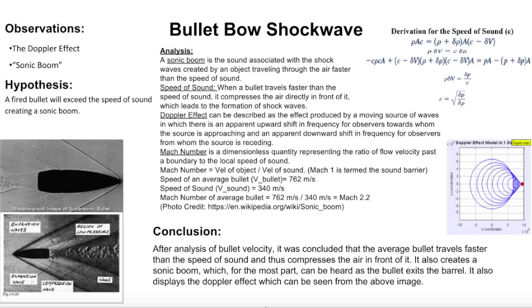Typically, this sound is masked by the loud bang of a gun, but if the sound of the gun were muzzled, the bullet still travels above the speed of sound, and therefore there will still be a sonic boom that can be heard by observers of the bullet. After the analysis of bullet velocity, it has been concluded that the average bullet travels faster than the speed of sound, and thus compresses the air in front of it. Therefore, it will generate a sonic boom, which for the most part can be heard as the bullet exits the barrel and continues during the bullet's flight above the speed of sound. In summary, this can be considered bullet bow shockwave.